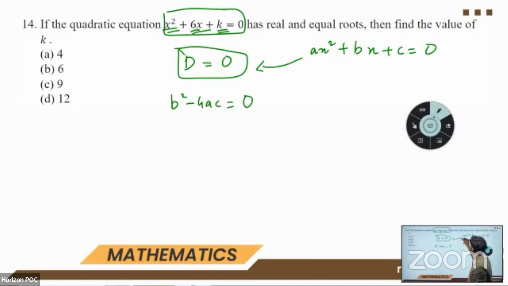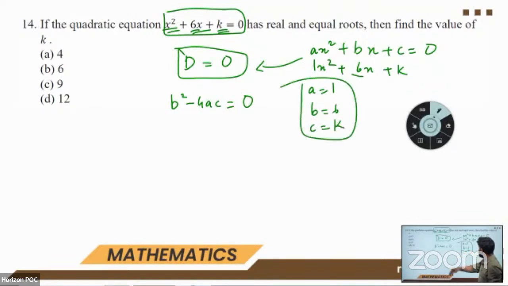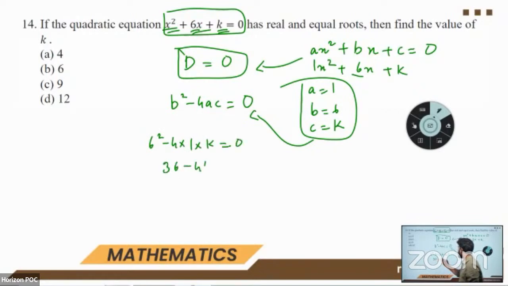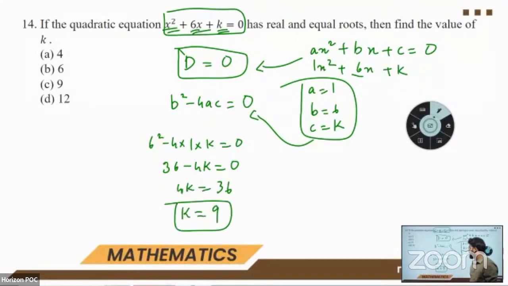You have x square plus 6x plus k, right? So you have a equal to 1 because the coefficient of x square is 1. You have b is equal to 6, and you have c is equal to what? k. So put those values here. You get 6 square minus 4 into 1 into k, which is equal to 0, or 36 minus 4k is equal to 0. Yes. Solve that equation, you get 4k is equal to 36, or the value of k will be equal to 9. So what is the value that you are getting there? k is equal to 9, that is the third option.